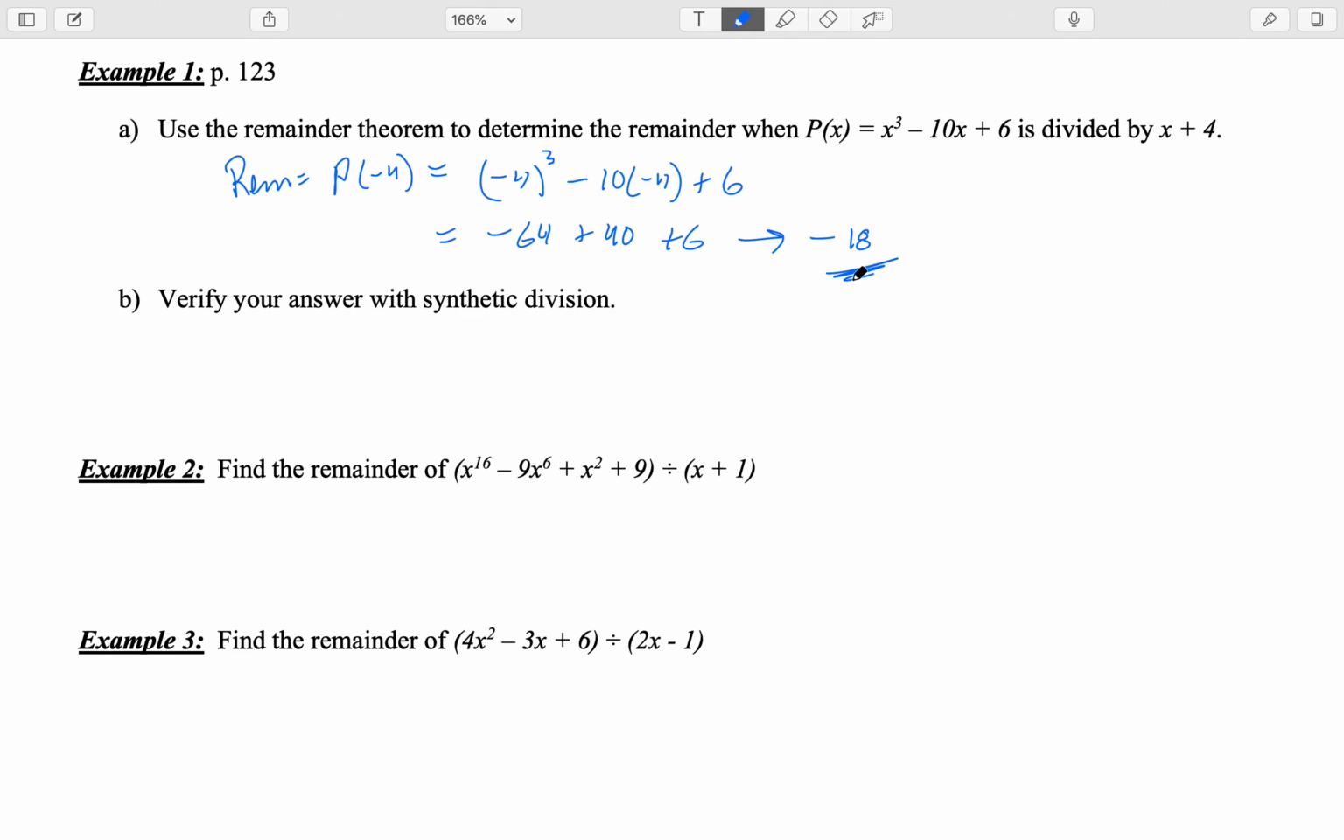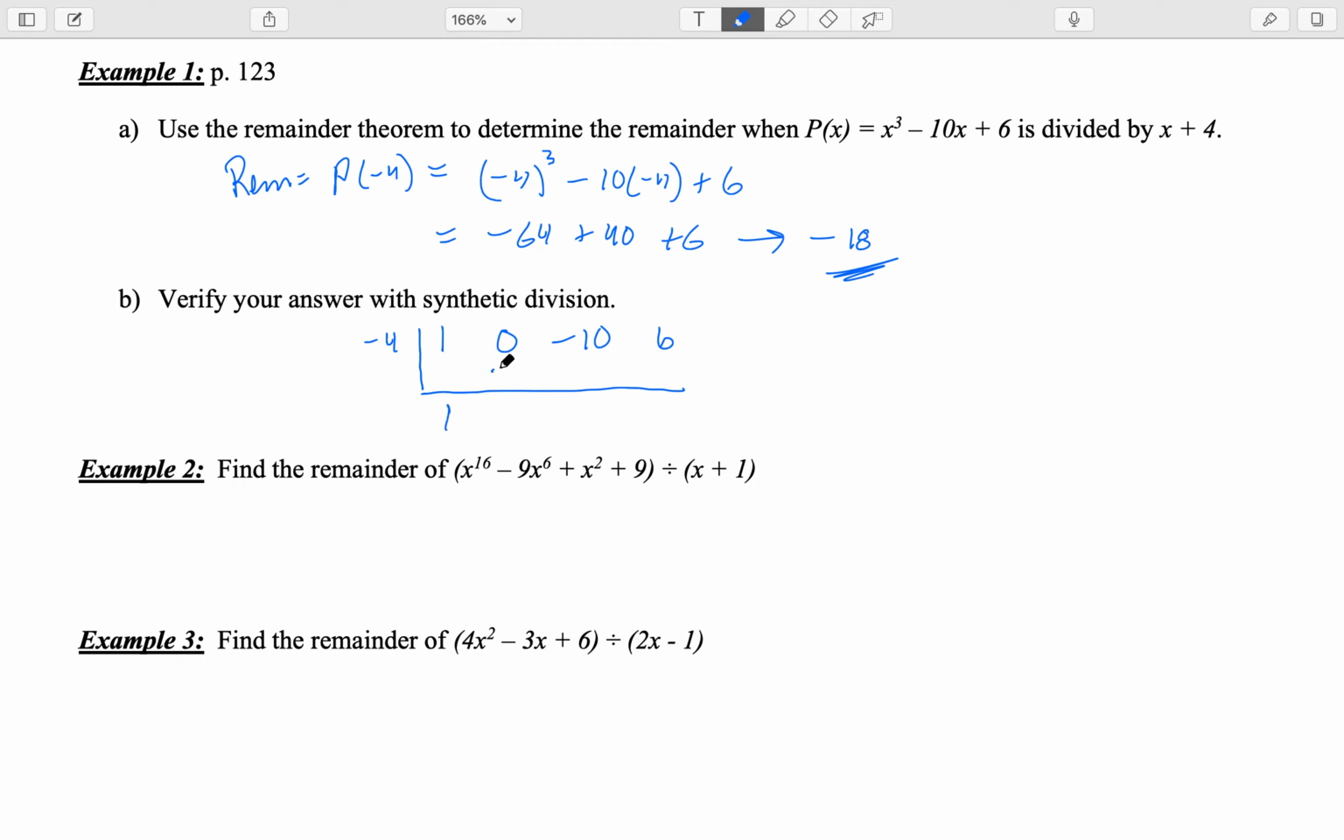Ta-da, that's the remainder. So verify with synthetic division. Let's see. If I'm going to do this by synthetic division, I would go 1, 0. There's 0x squareds, minus 10x's, and plus 6, right? Okay, so I'm not going to put a plus 4. I'm going to put a minus 4 out here. The reason I'm doing that is because now I can add up my columns instead of subtracting.